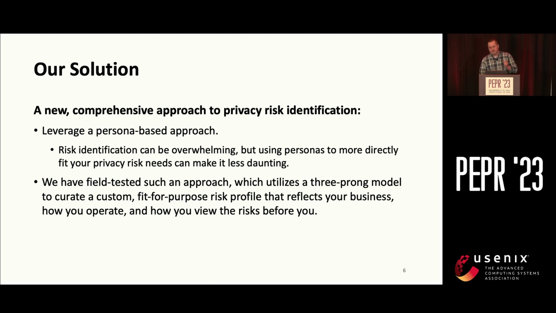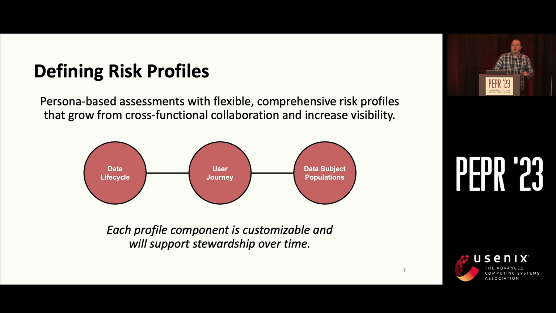And we field tested this approach, and we're going to talk about the results that we got from that. But first, let's talk about what this approach is, which is a three-prong approach that allows us to figure out what's fit for purpose for you, for your business, for how you operate, and how you perceive risks. It's three core elements, and we're going to walk through each of them. You're going to see terms you've heard a lot. Good, they should look familiar. The key is that we're putting these things together. The first is data lifecycle, the second is user journey assessment, and the third is data subject populations.